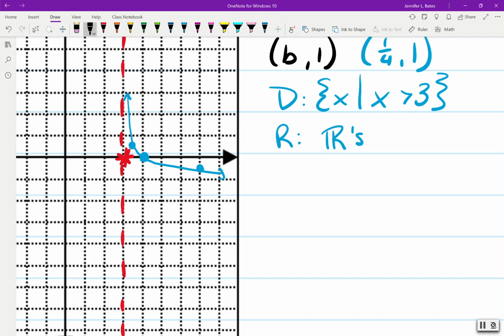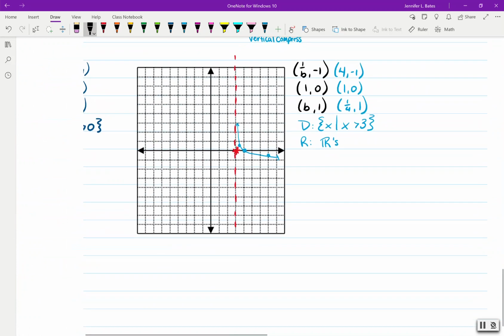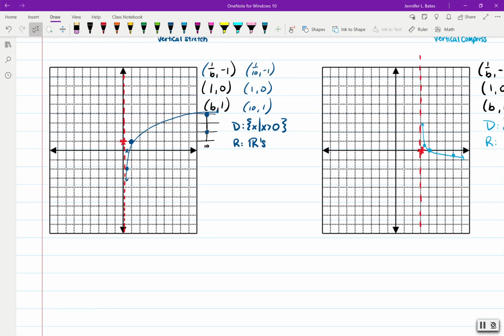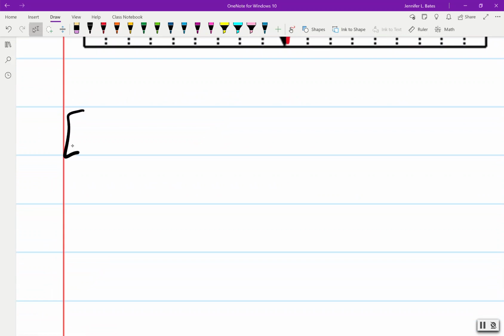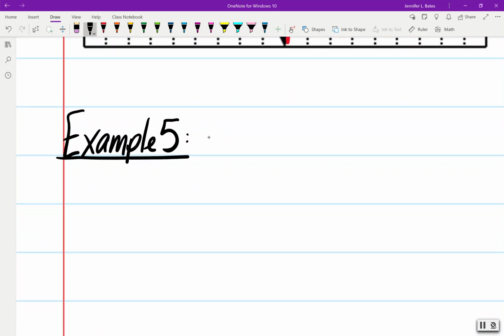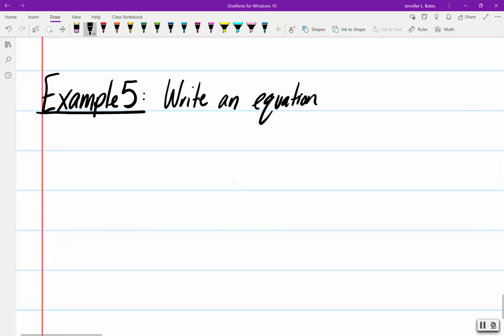Okay, so we're going to do a lot of practice graphing in between now and the quiz. But for right now, we're going to move on. We have one more small topic to cover about logs. So we're going to move on from graphing. Right below our graph, we're going to call this Example 5. Example 5 says, write an equation for the inverse.